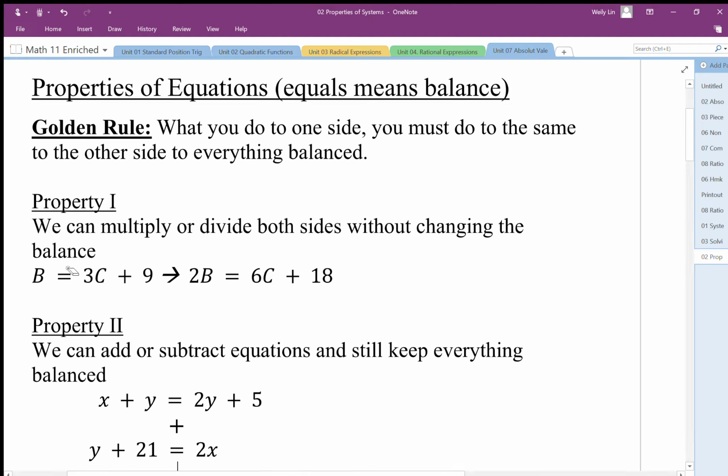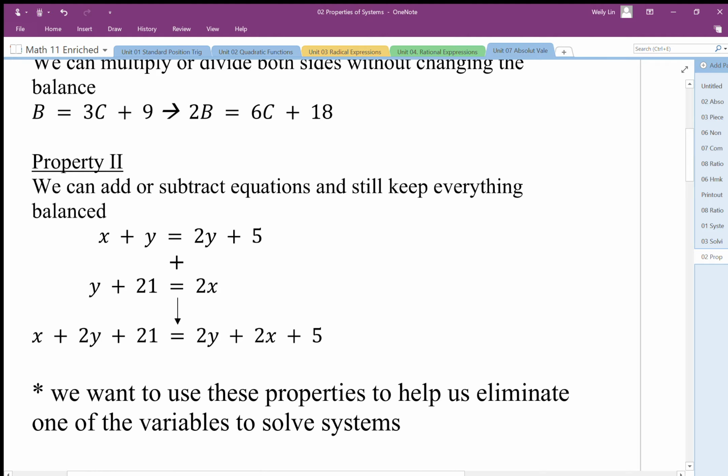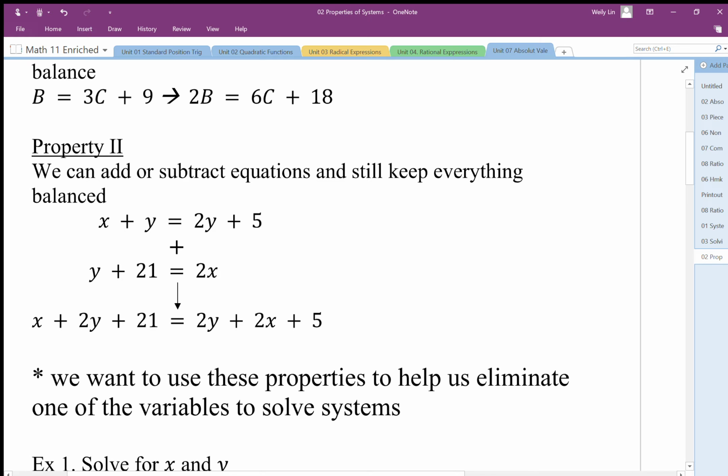So if I have b equals 3c plus 9, if I double the left side to 2b, as long as I double everything on the right-hand side to 6c and 18, that will remain balanced. So that's one rule. The other rule is that we can add or subtract equations to keep everything balanced.